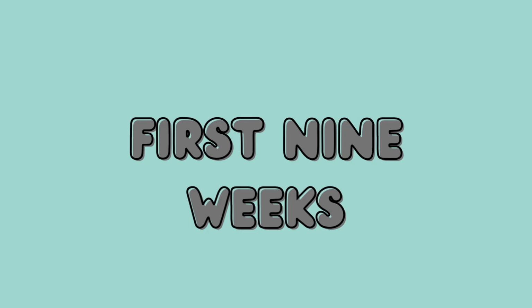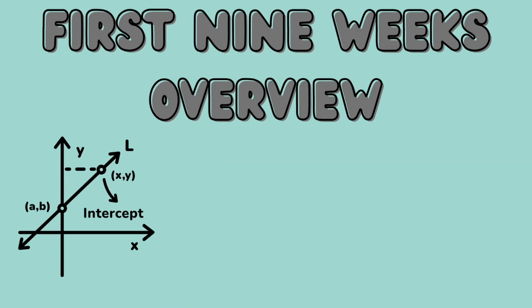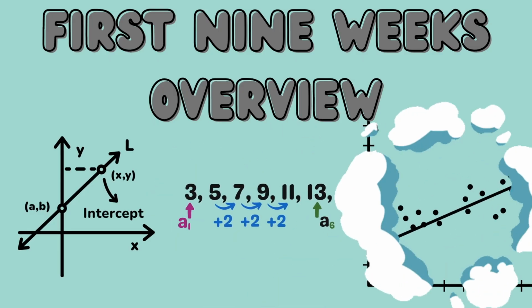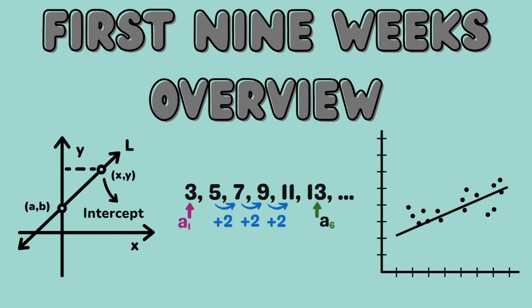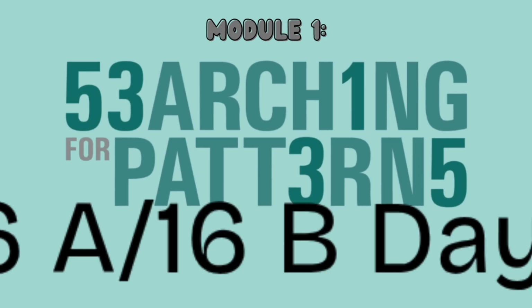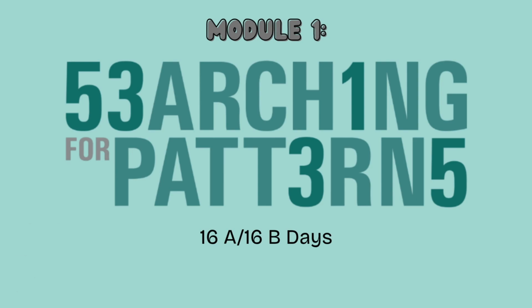In these 9 weeks, we will be exploring the relationships between quantities, patterns, how patterns translate into functions, and begin to learn about the specifics of linear functions. The first module, Module 1, is called Searching for Patterns. Searching for patterns will include 16A and 16B days, or if you are double-blocked, a total of 32 days.